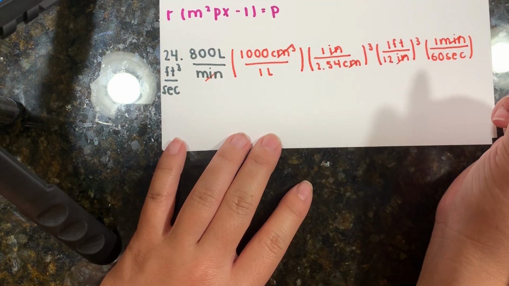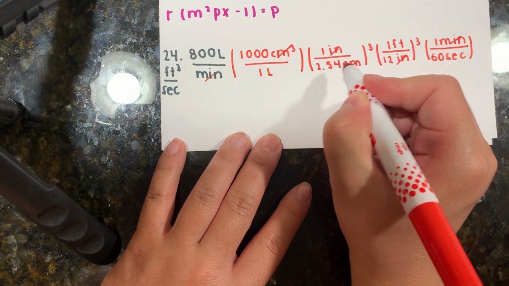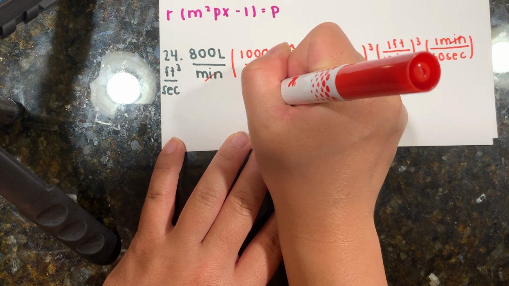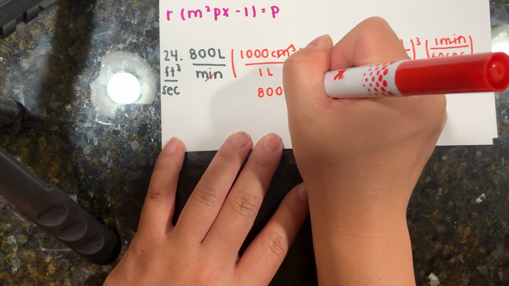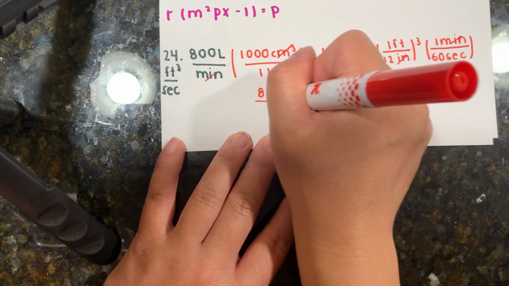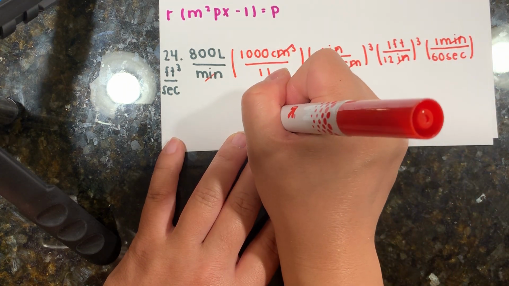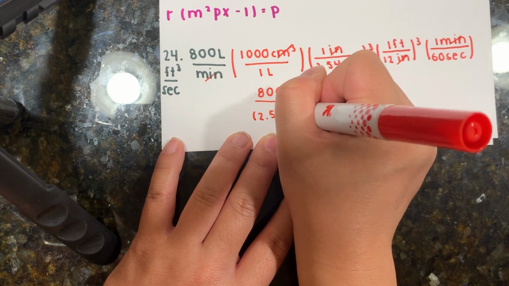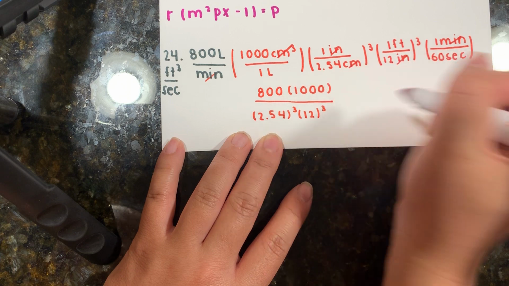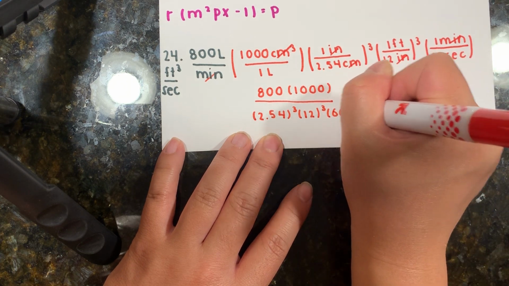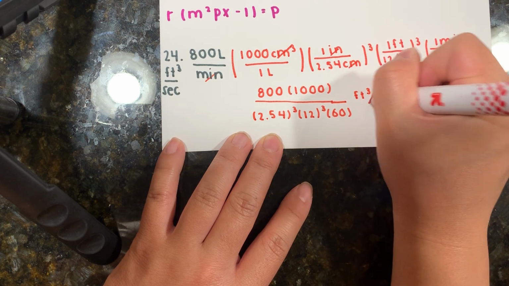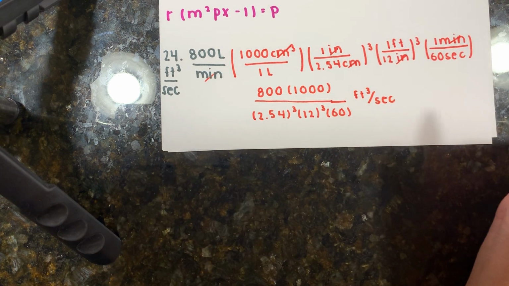Now we have to rewrite that, noticing that only the 2.54 and the 12 are cubed. Nothing else is cubed. So that should be 800 times 1,000 divided by 2.54 cubed, 12 cubed times 60, and that would be feet cubed per second.